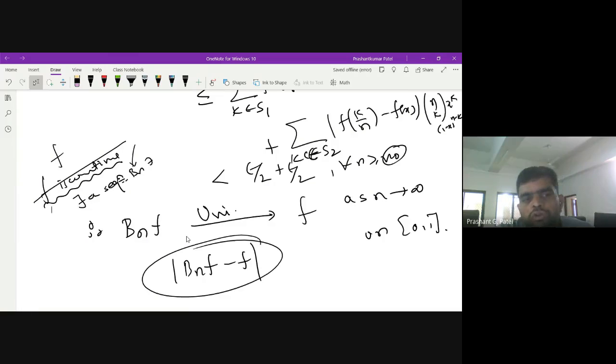So these are all the areas where you can extend this Weierstrass approximation theorem, and many people in the world are working on it, and there are huge applications of this Weierstrass approximation theorem in computer science.